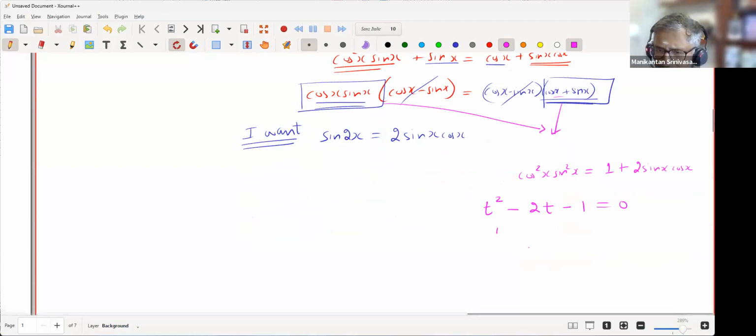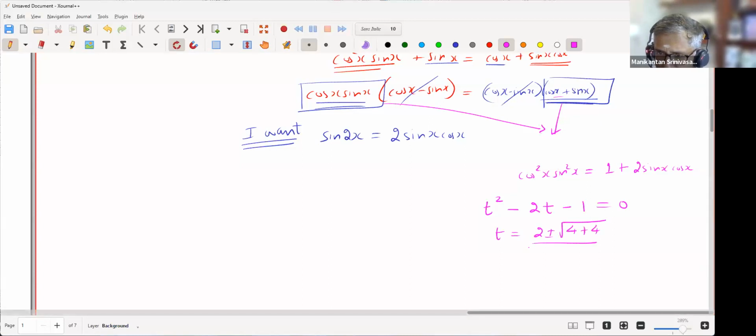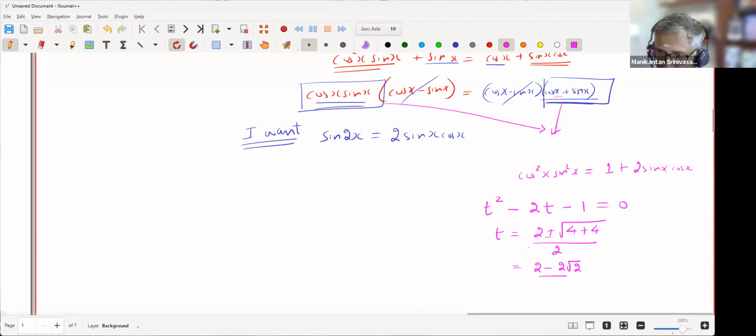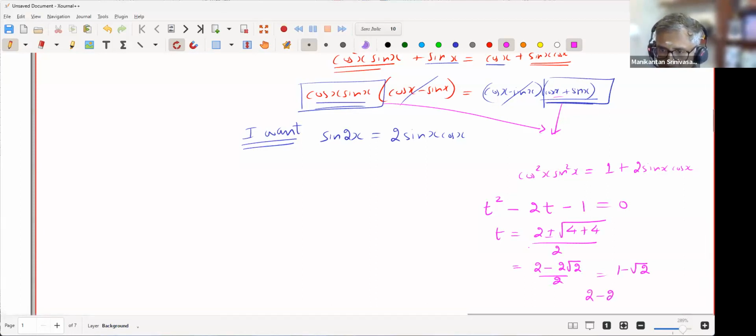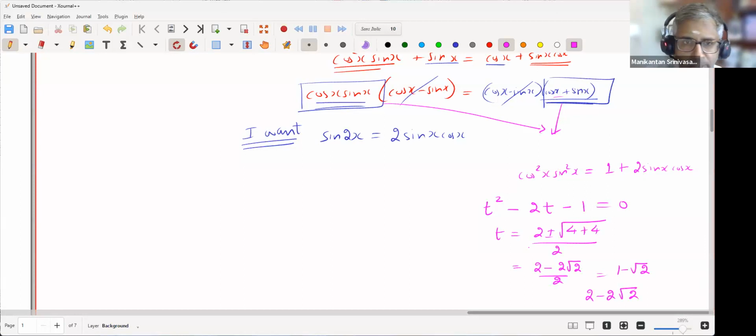So t becomes sin x cos x, which is minus b plus or minus root of b square minus 4ac, whole upon 2a. Okay, and we know that sin x is positive and cos x is negative, therefore we expect a negative answer. Therefore it is 2 minus root 8. Root 8 is 2 root 2, upon 2. So it's 1 minus root 2 is t. But I want 2t. Therefore the answer is 2 minus 2 root 2. Was that the answer? 2 minus 2 root 2?